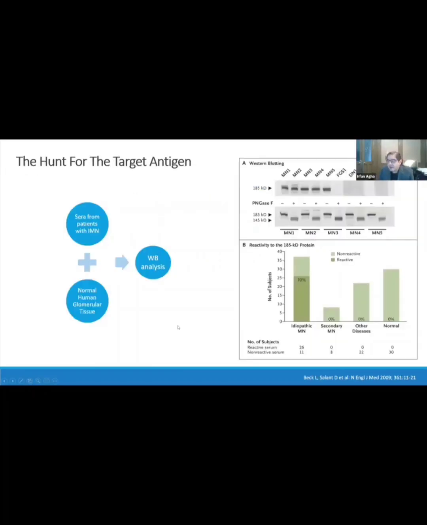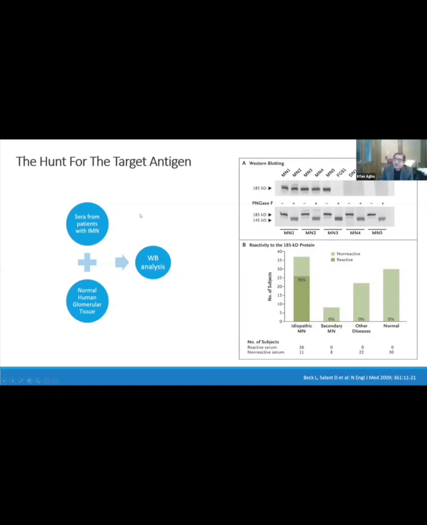This mystery was solved by Larry Beck and Dave Salant in 2009. I think this is one of the most consequential papers in the science of membranous glomerulopathy. What they did was they picked up sera from patients with idiopathic membranous nephropathy. So these sera had antibodies to whatever target antigen they were attacking, right? And they mixed it with normal human glomerular tissue. So now you've got glomerular tissue, you're putting in serum, which has got some antibody soup in it, and then they did a Western blot analysis of this contraption. And what they found was that sera from idiopathic membranous nephropathy patients were all reacting with a 185 kilodalton protein.